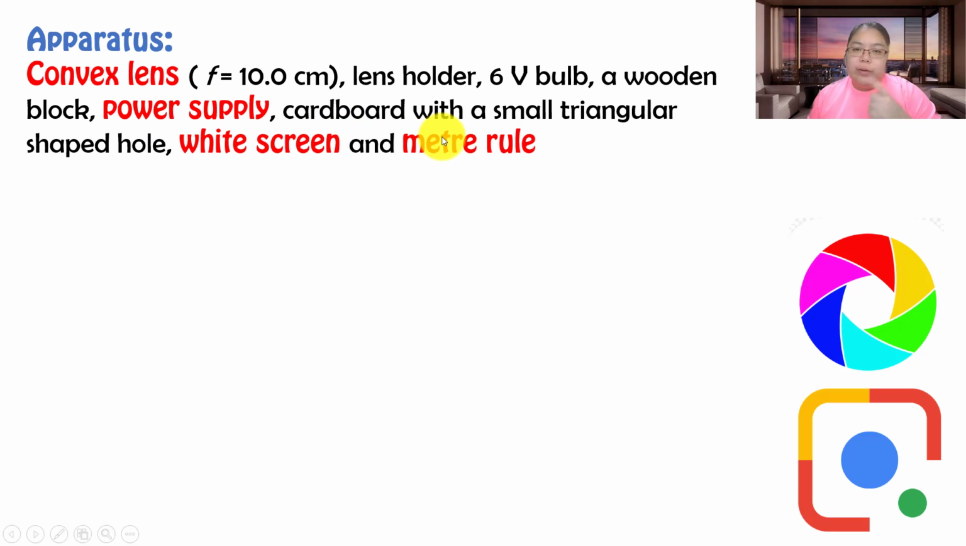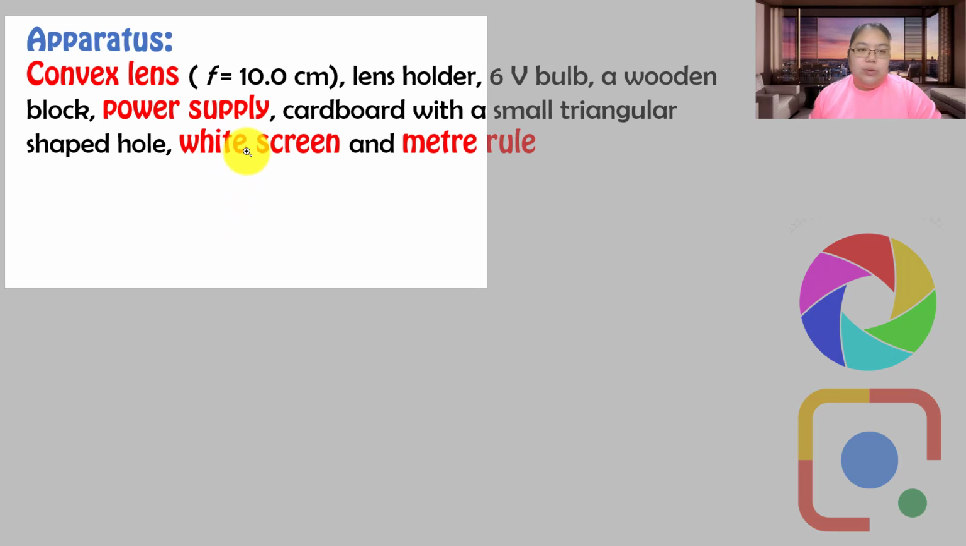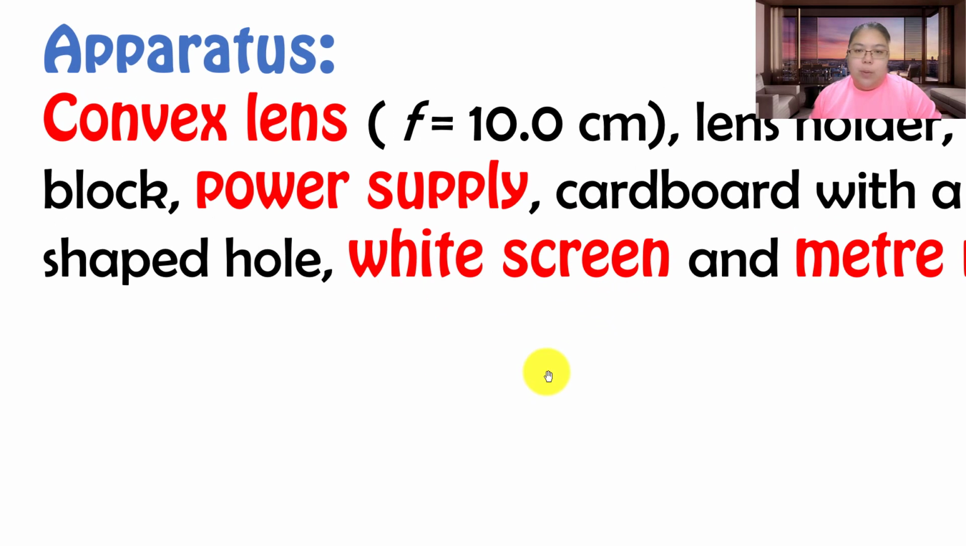Okay, cardboard with the small triangle. After that you get the shape of the hole. Okay, wide screen, you must have the screen. So from here I zoom. Okay, wide screen is important.